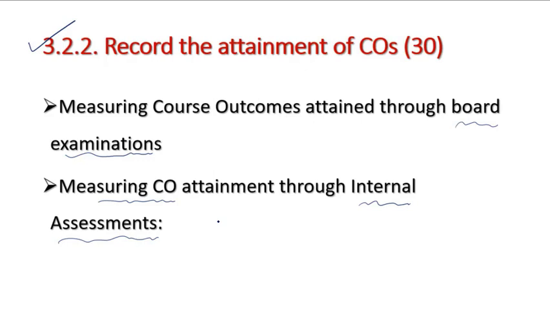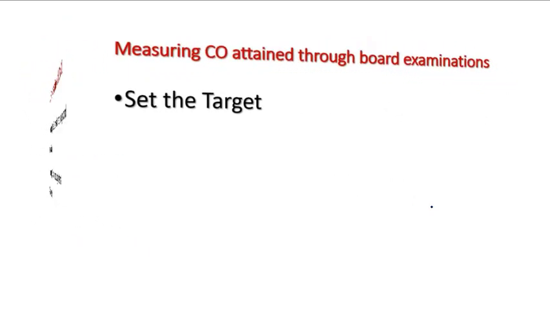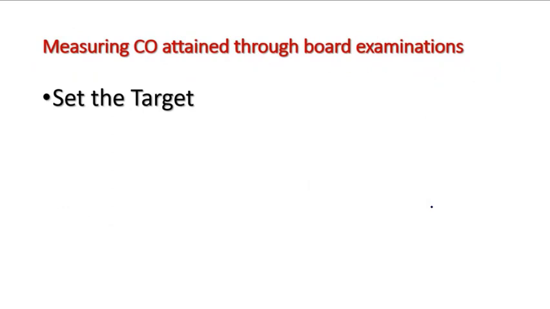Generally, for tier 2 type institutes, the end semester examination is conducted by the board or council. So for that, a separate computation has to be carried out, and the internal parts can be done from time to time during the continuous evaluation process. So first we'll discuss measuring course outcomes attained through board examination.